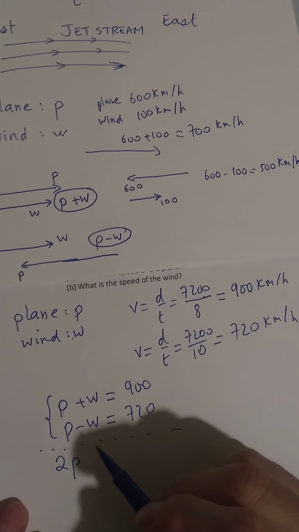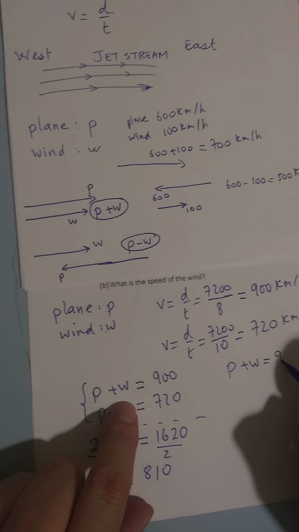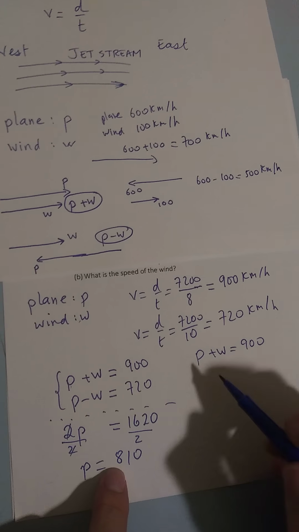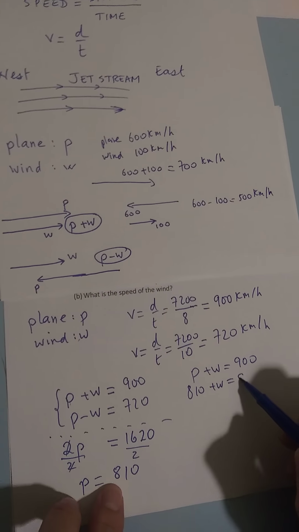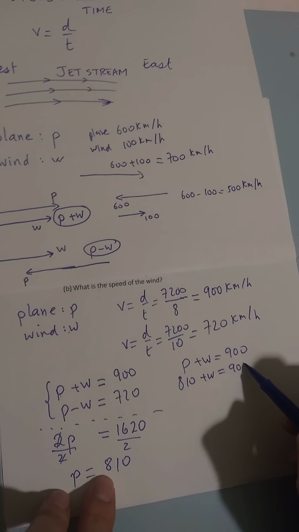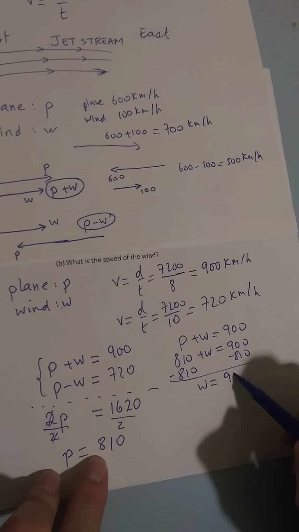Let's put it in the first one. So p plus w, first one, equals 900. We know that this is 810, so put 810 here, plus w equals 900. Okay, this is a plus, so we're going to subtract 810. Subtract 810. That gives us w equals 90.